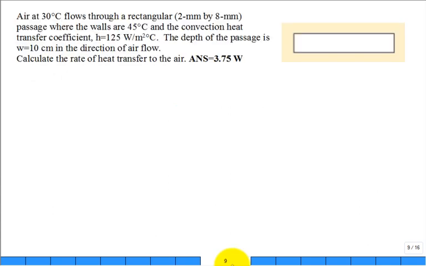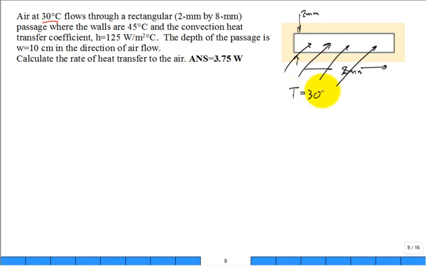Let's solve this very simple problem. We have airflow at 30 degrees C, and it enters a rectangular 2 millimeter by 8 millimeter channel. So it's flowing in this rectangular passageway, entering like that and going through. The air enters at 30 degrees C. The walls of that rectangular passageway are all at 45 degrees C.